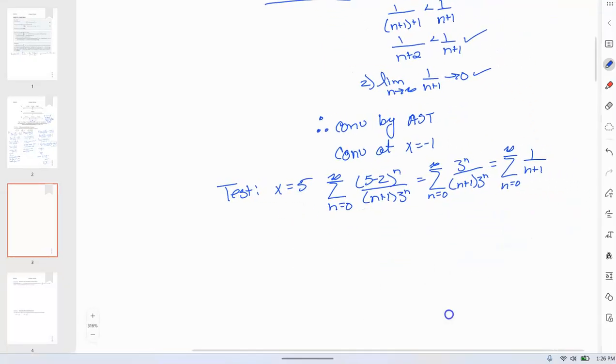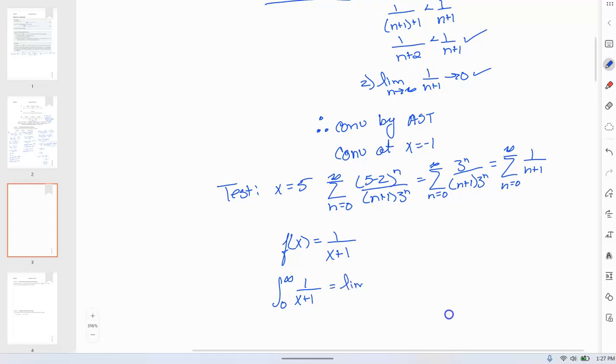So I think I'm going to use the integral test. The integral test says that the sequence has to be positive, decreasing, and continuous, and it is. So I'm thinking about comparing it to the function 1 over x plus 1. I would integrate from 0 to infinity of 1 over x plus 1, which is positive, decreasing, and continuous on some interval. In this case, I'm looking at the interval from 0 to infinity.